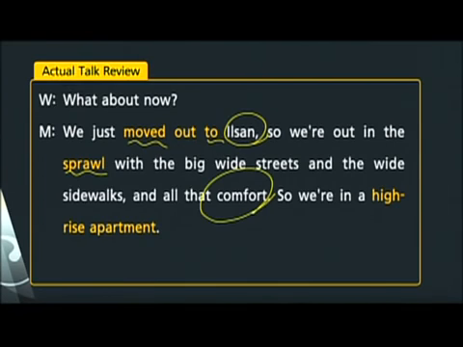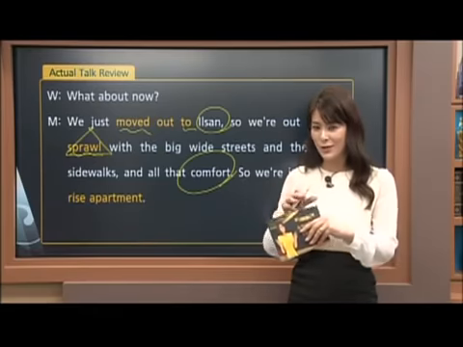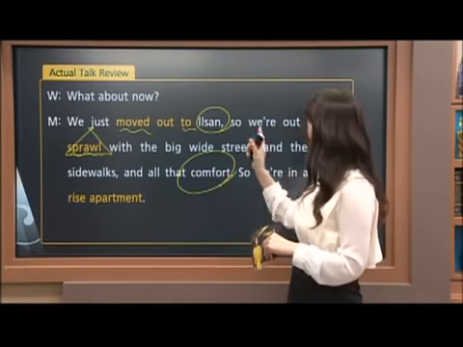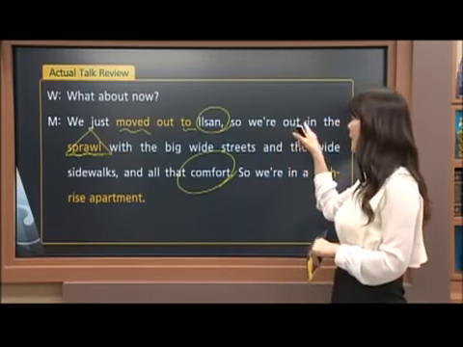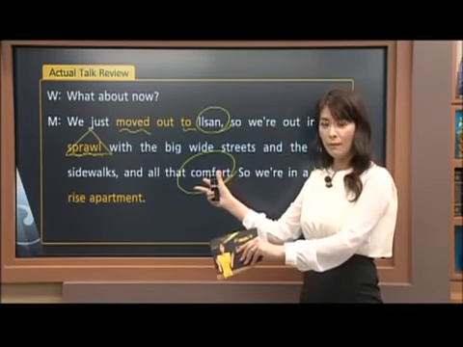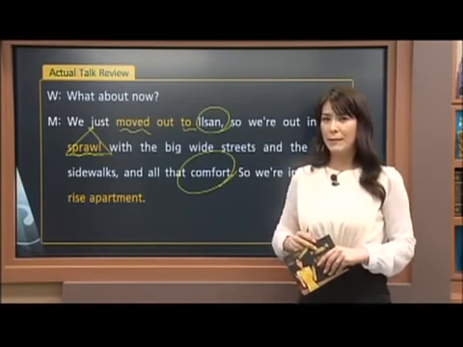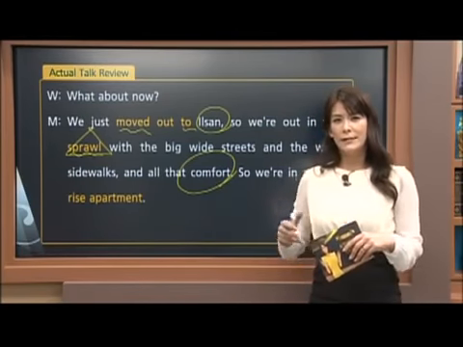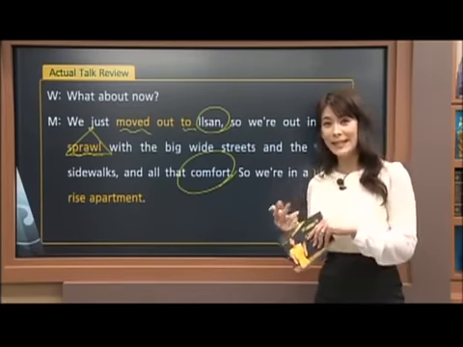Let's take a look at the word sprawl, okay? Now, sprawl as a verb means to stretch out, okay? To stretch out or to widen, but he's using it here as a noun. So let's take a look. We are out in the sprawl. It's a noun. So if you say sprawl, you're talking about perhaps an area that is very city-like, okay? It's very urban, okay? Urban, city-like.